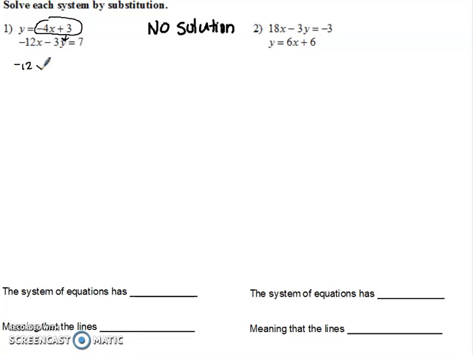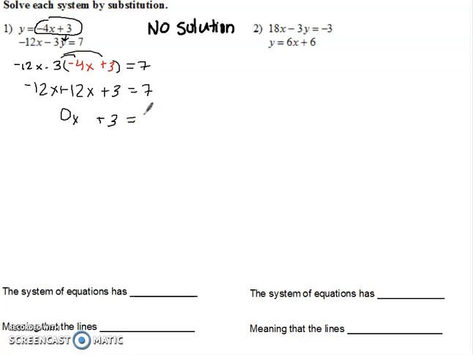So I've got -12 times x minus 3 times y is equal to 7, but we know that y is actually -4x plus 3. So now I can solve. I'll distribute. -12x plus 12x plus 3 is equal to 7. We are looking for the x value that makes this statement true. -12x plus 12x is 0 x's plus 3 equals 7. My goal is to find the x value that makes this statement true. 0 x's, that's just 0, plus 3 is equal to 7, which means that 3 is equal to 7.